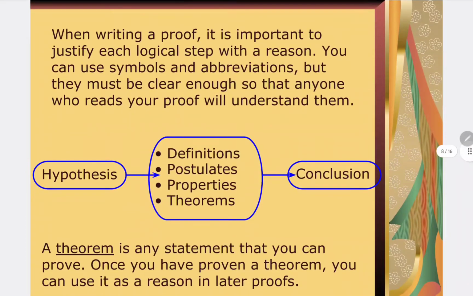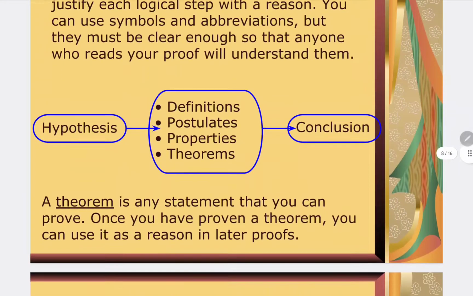It is important to justify each logical step with a reason. You can use symbols and abbreviations, but they must be clear enough so that anyone who reads your proof will understand them. To get from your hypothesis to your conclusion, you can use definitions, postulates, properties, and theorems. Once you have proven a theorem, you can use it as a reason in later proofs.